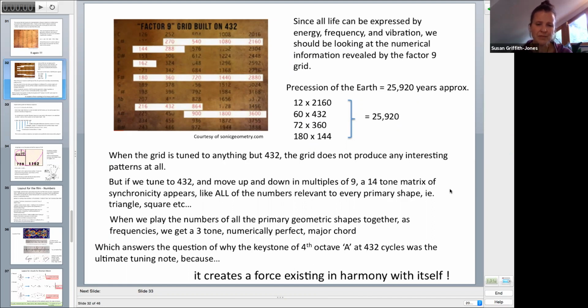When we play the numbers of all the primary geometric shapes together as frequencies, we get a 3-tone numerically perfect major chord, which answers the question of why the keystone of 4th octave A at 432 cycles was the ultimate tuning note, because it creates a force existing in harmony with itself. So it's a perfect harmonic structure relating to everything we know in our natural environment.